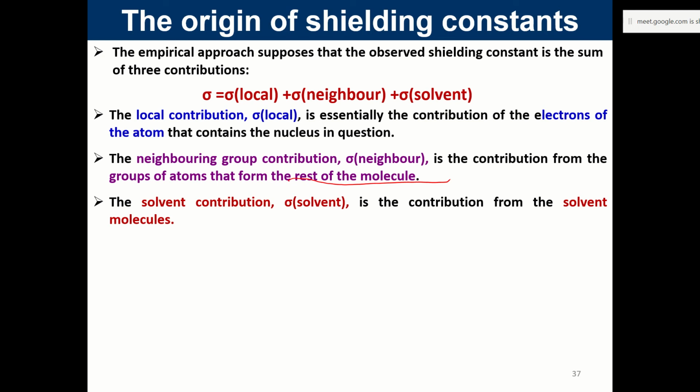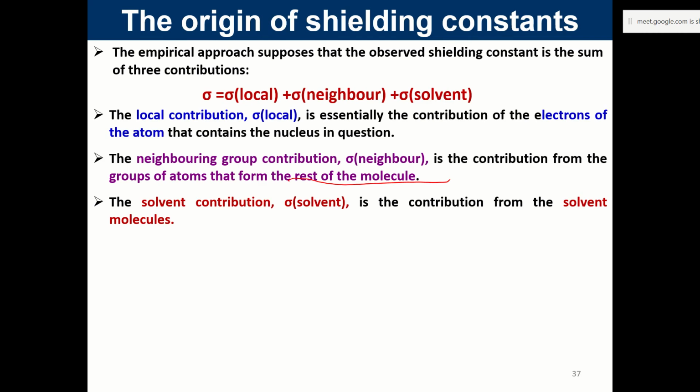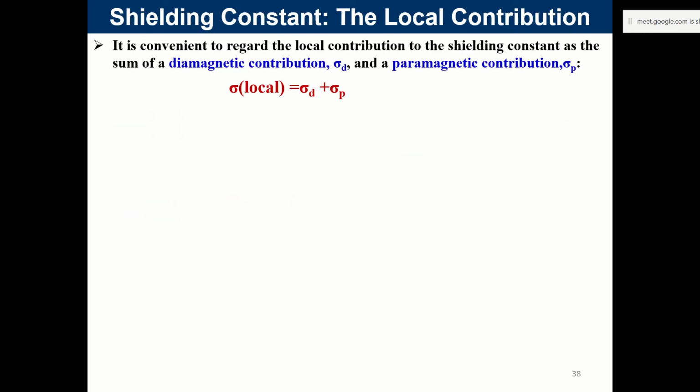Solvent contribution: you dissolve it in a certain solvent, so solvent molecules may also contribute. It also has electrons, an electron cloud, and that can also contribute to the shielding. So the local contribution, we further bifurcate into two types.